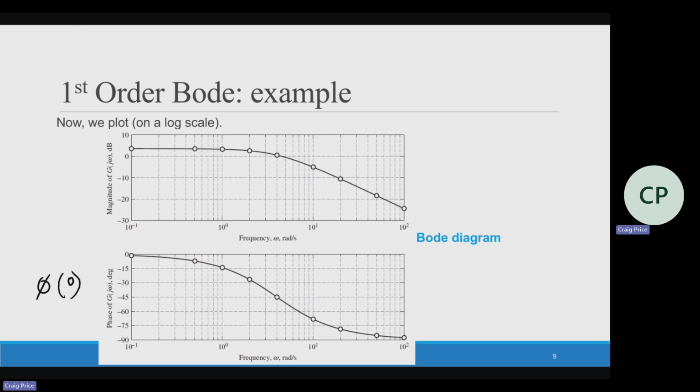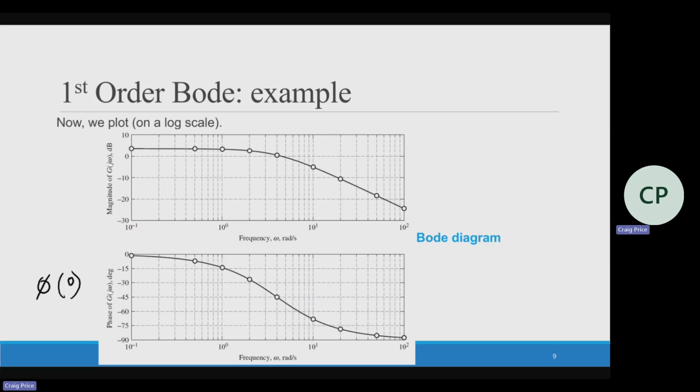What is 10 to the negative 1? 0.1. 10 to the 0, 1. Then we have 10, then we have 100. Notice this is our log increment, so this goes 10, 20, 30, 40, up to 100. That's the log scale for frequency. That is in radians per second. And then for magnitude, this is in decibels.